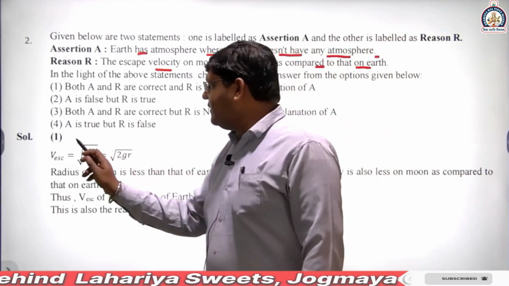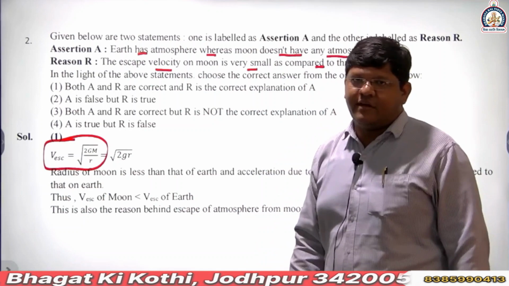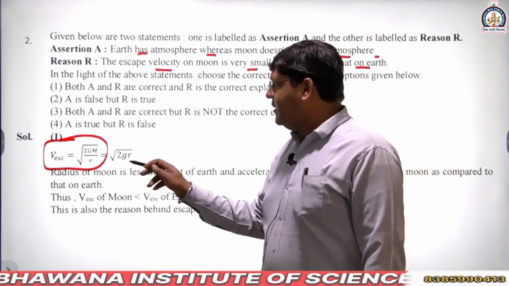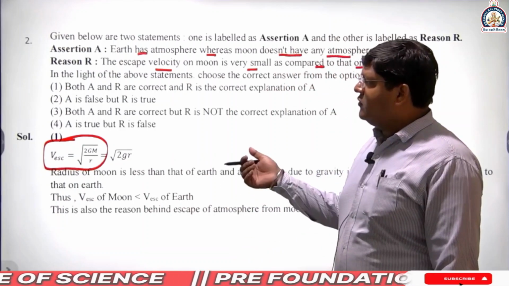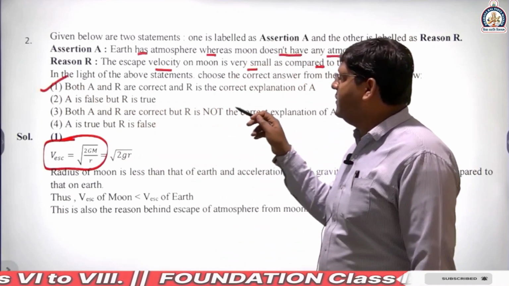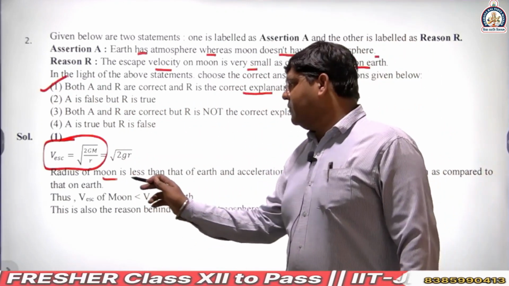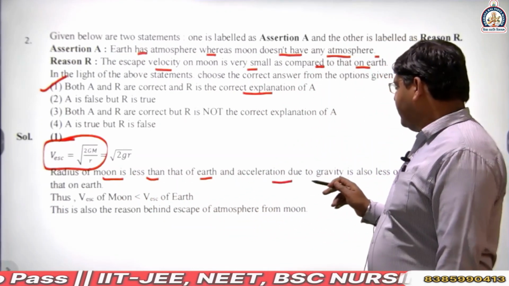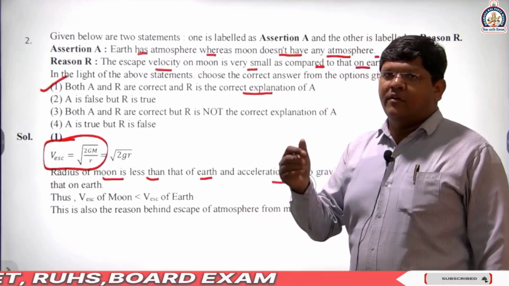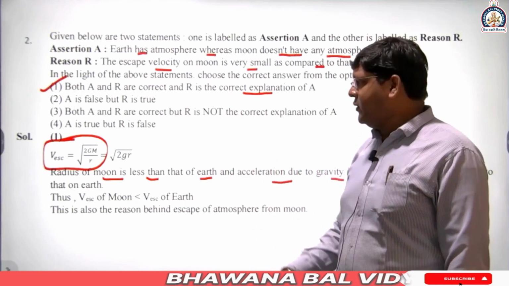The formula for escape velocity is under root 2GM upon R, where G is the gravitational constant, M is the mass of the Earth and R is the radius. The other formula is under root 2gR. On solving, we can say both the assertion and reason are correct, and the reason is the correct explanation of A, because the radius of the moon is less than that of Earth, and acceleration due to gravity is also less. As we compare the parameters of Earth and moon, we get the radius and the small g are also less for the moon as compared to Earth.